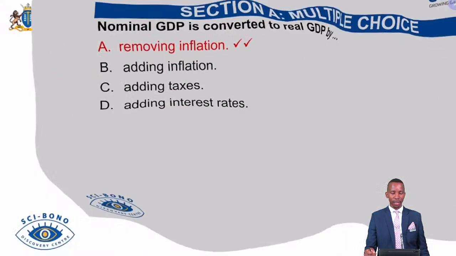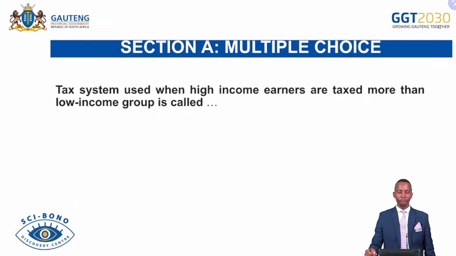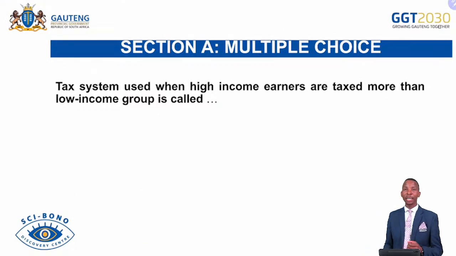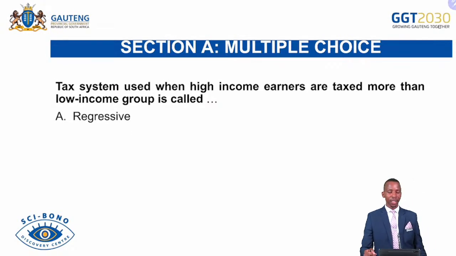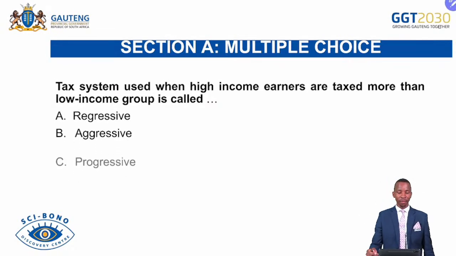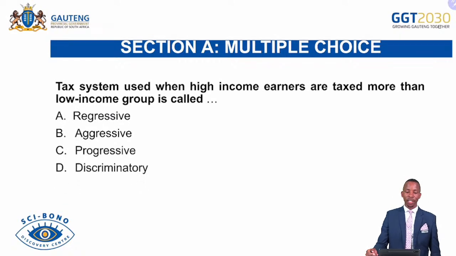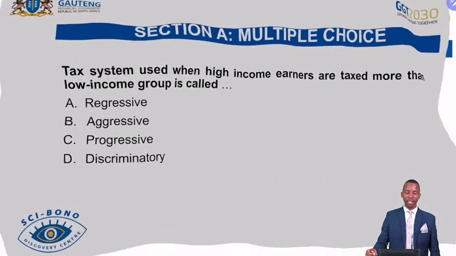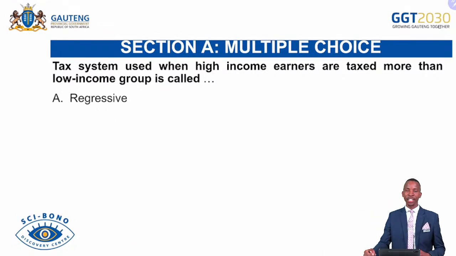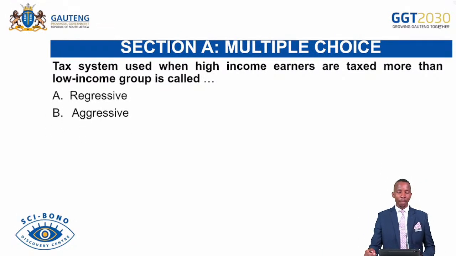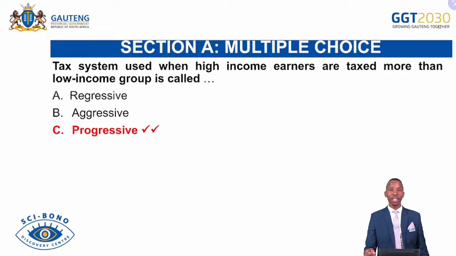And then the next slide, still on section A. Tax system used when high income earners are taxed more than low income earners is called regressive, aggressive, progressive, and discriminatory. Let's see the correct answer there. When high income earners are taxed more than low income earners, A is wrong, B is wrong, but C is correct because that's a progressive tax system.